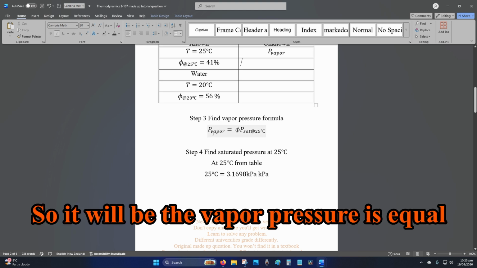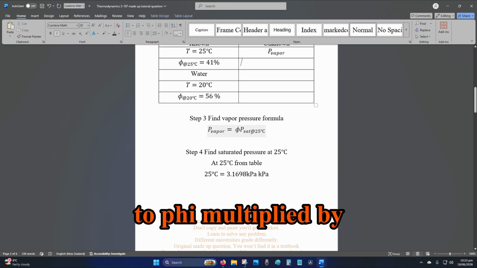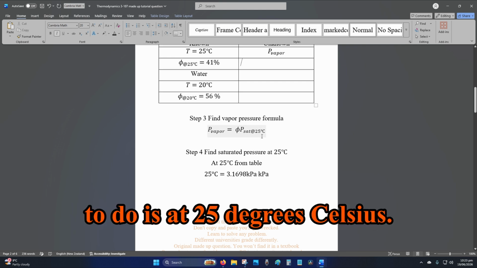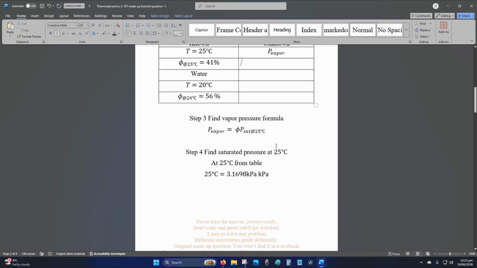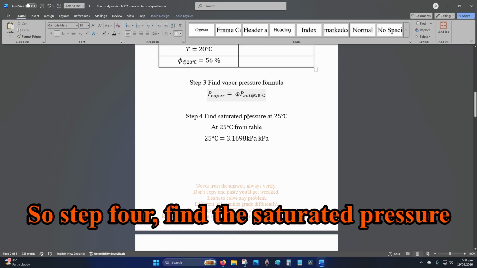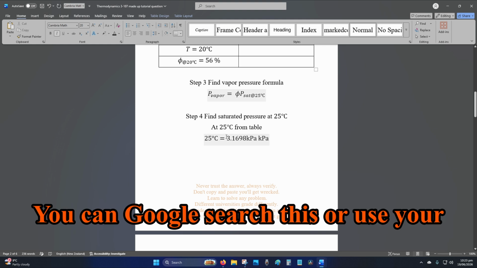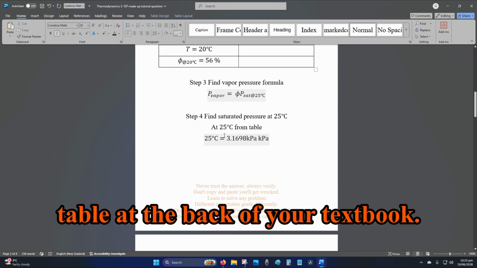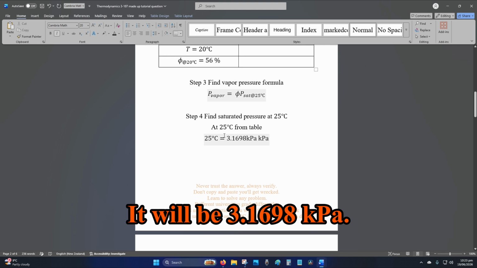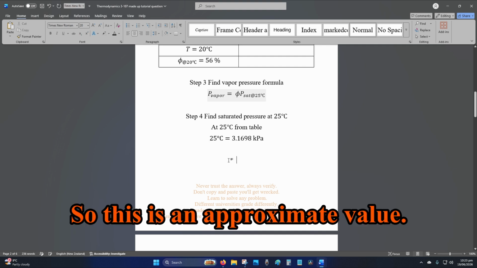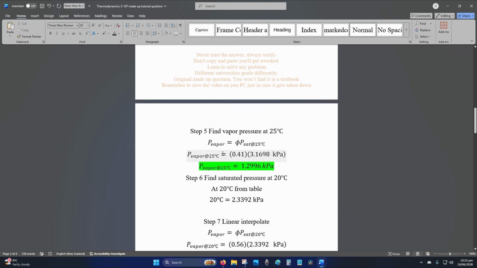So it will be the vapor pressure is equal to phi multiplied by the saturated pressure. So the first one we're going to do is at 25 degrees Celsius. So step 4, find the saturated pressure at 25 degrees Celsius. You can Google search this or use your table at the back of your textbook. It'll be 3.1698 kPa. So this is an approximate value. Different textbooks will have different values.